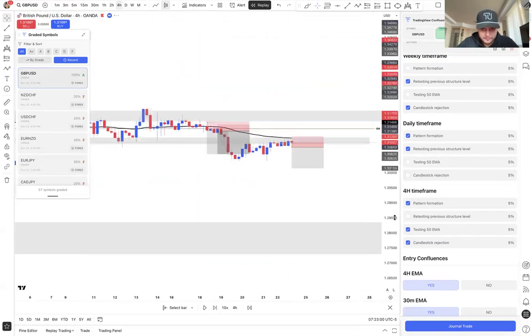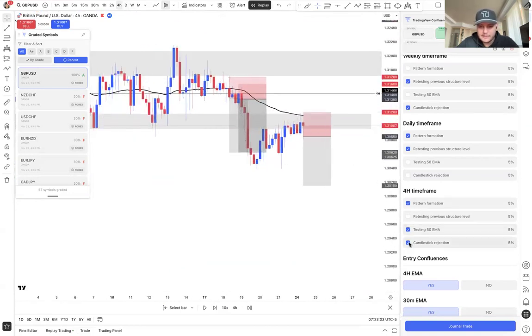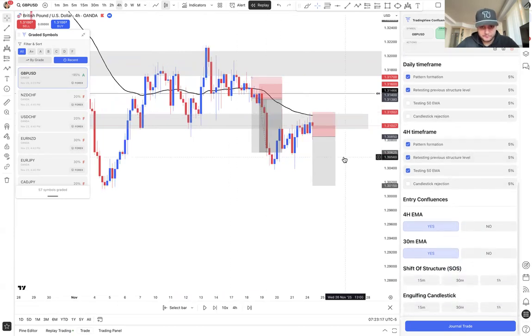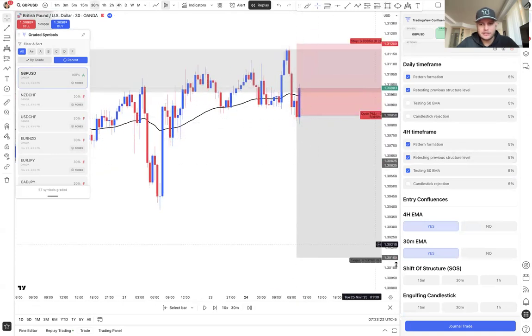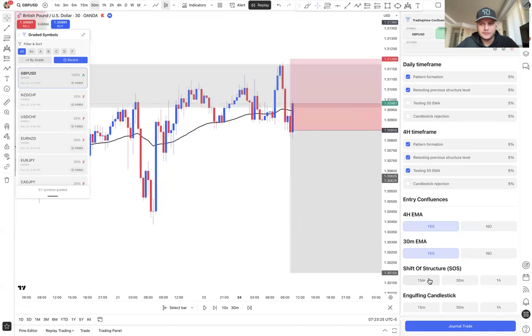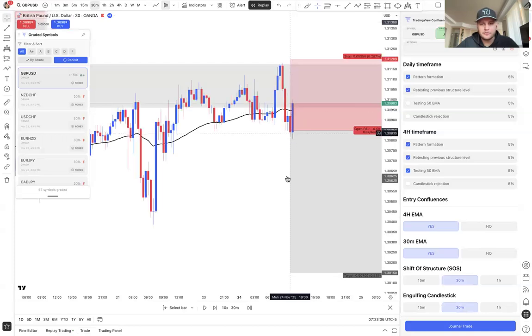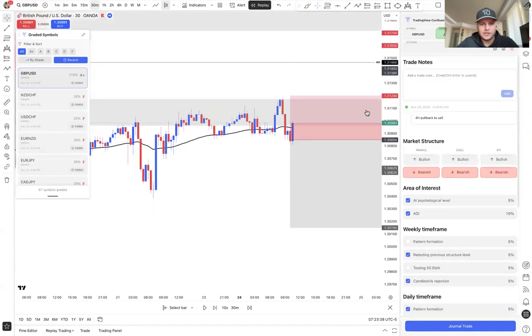The 4-hour time frame was retesting the EMA, had a candlestick rejection somewhat. We never really closed with the candle, so we can't really count that as a candlestick rejection. But we were retesting previous structures. We were underneath the 4-hour EMA. And at the time that I took the trade, we were also underneath the 30-minute EMA. We had a shift in structure to the downside on the 30-minute time frame, and we even had a 30-minute and 15-minute bearish engulfing candle. So we had quite a few confluences for entries, and just in general as well.